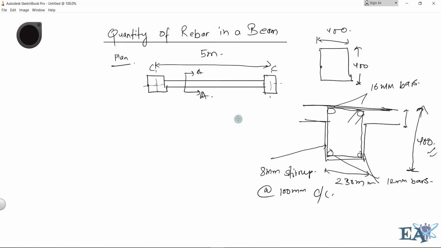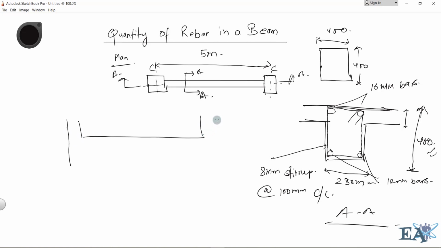So this is the detail of the beam, and if I draw the longitudinal section, let us take this section as section BB. This is section AA. Now if I draw section BB, it will look like this. This will be our column, this is our beam, and this will be the reinforcement.